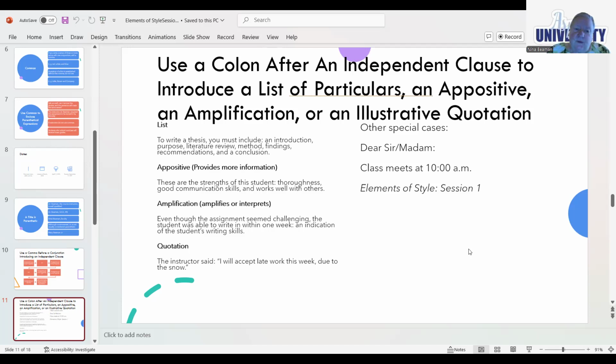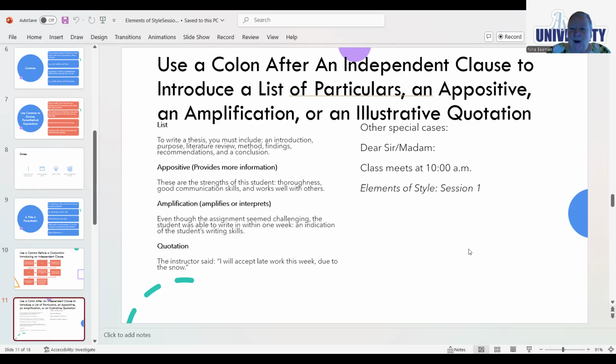A quotation, for example, the instructor said, "I will accept late work this week due to the snow." That is the entire quotation that the instructor said. And so then you're going to use a colon and then a quotation, the quotation and a close quotation. You also use it when you say, dear sir or madam, or to whom it may concern. At the beginning of a letter, you're going to use a colon.